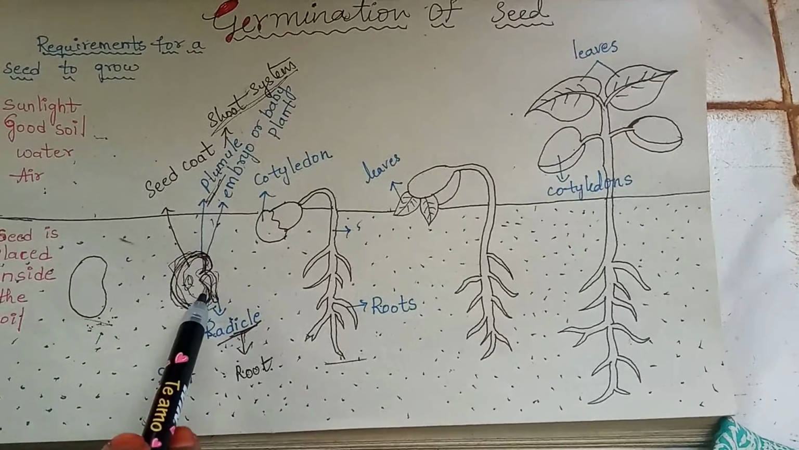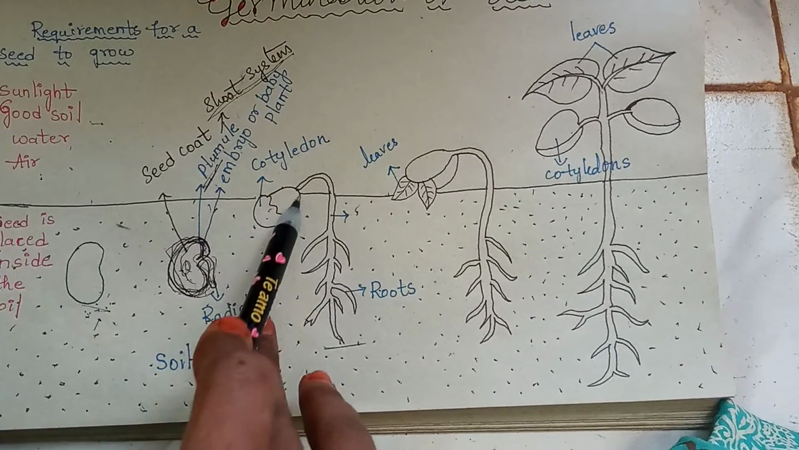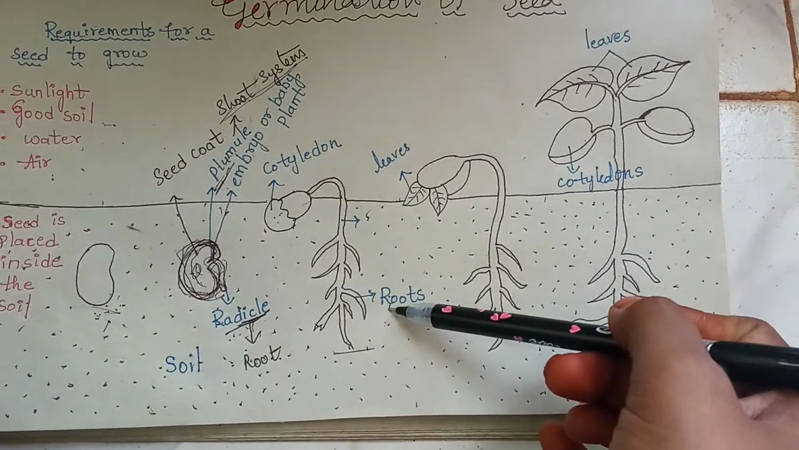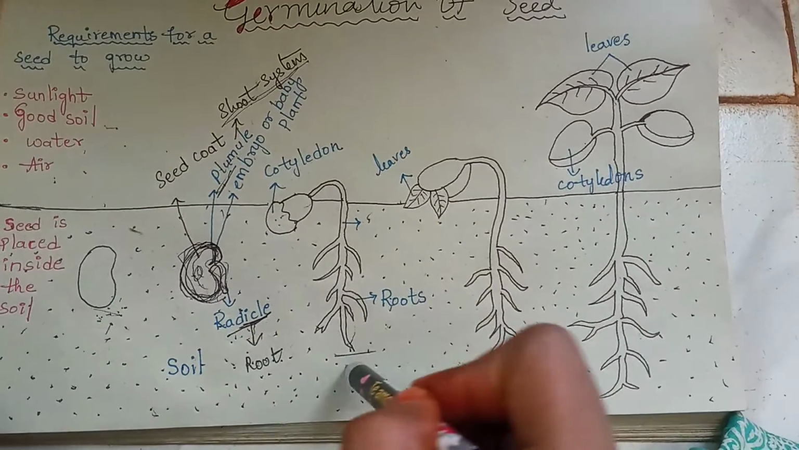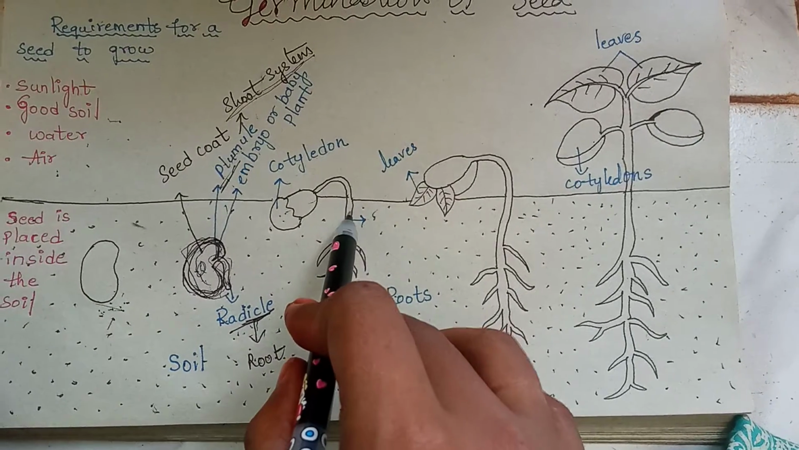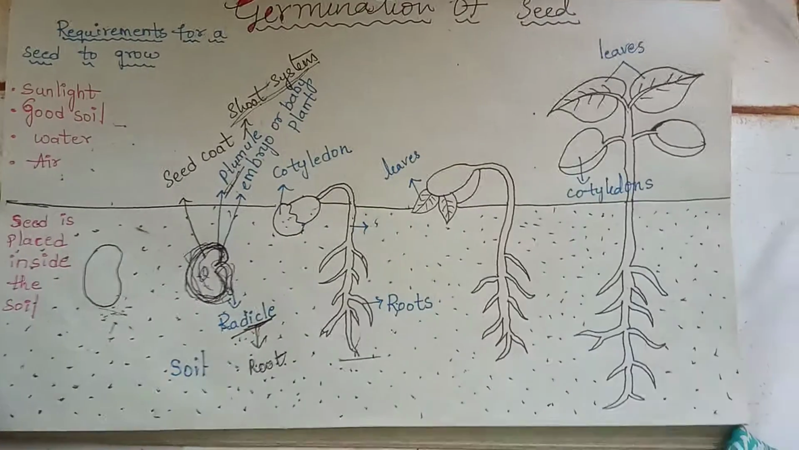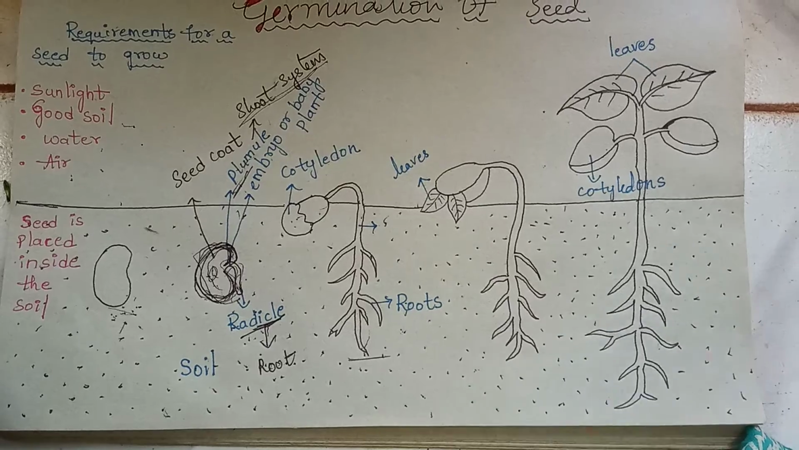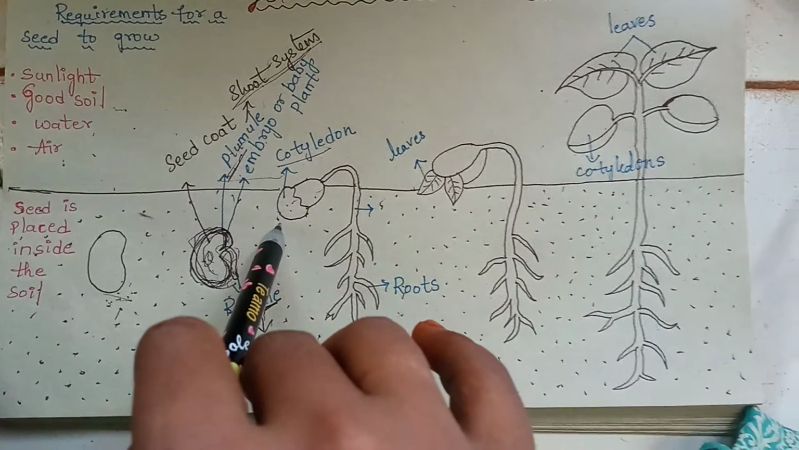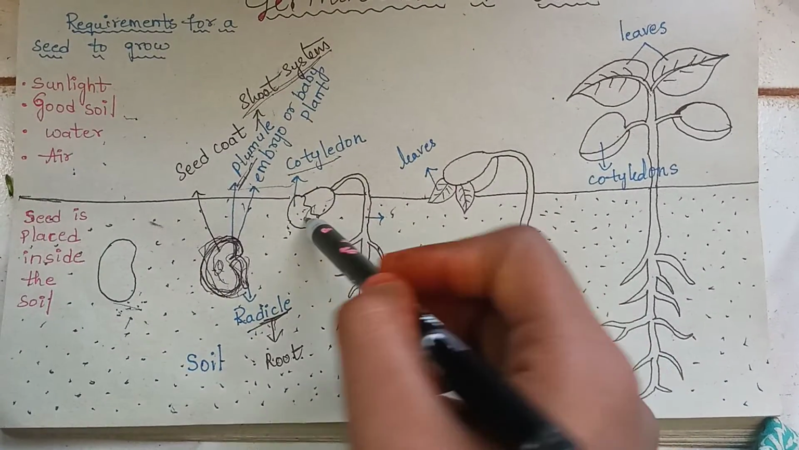And next, after some days, the cotyledons will be coming out from the seed, and these are the roots. The roots are developed and the plumule, the shoot system, is also growing upwards, and leaves are forming. How are the leaves forming? The cotyledons are getting separated from the seed. See here, the cotyledon is coming out.